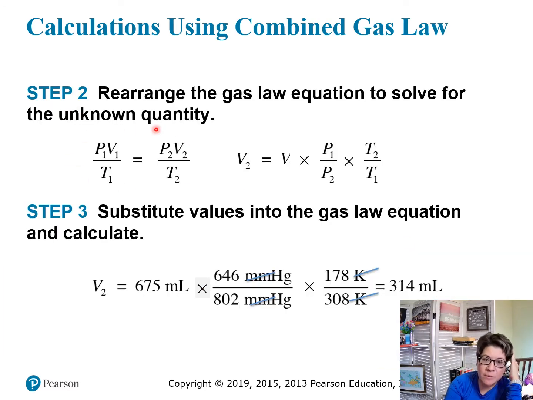So here is our combined gas law, and we are solving for V2. This should say V1 right there. So you do the math and solve for V2, and then you just plug in all your numbers and solve, and you get 314 milliliters.